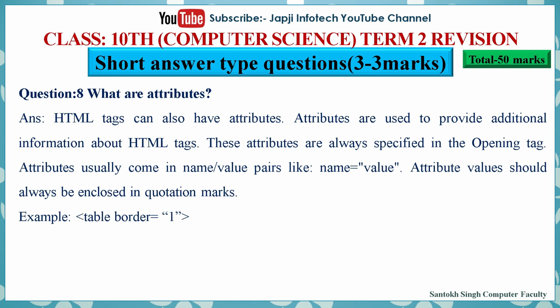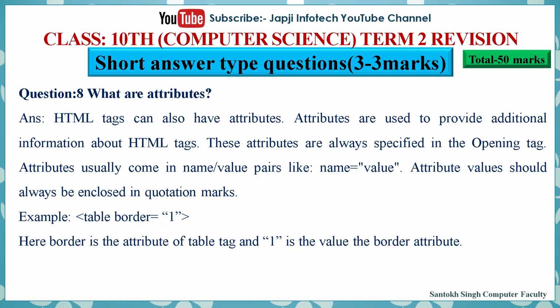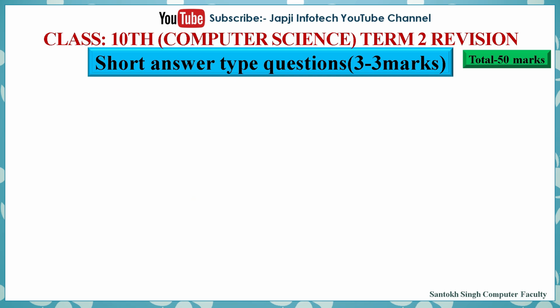First example is left angle bracket table, then space border equal to in the double quotation marks, type the 1, then close the right angle bracket. So here border is the attribute of table tag and 1 is the value of the border attribute.